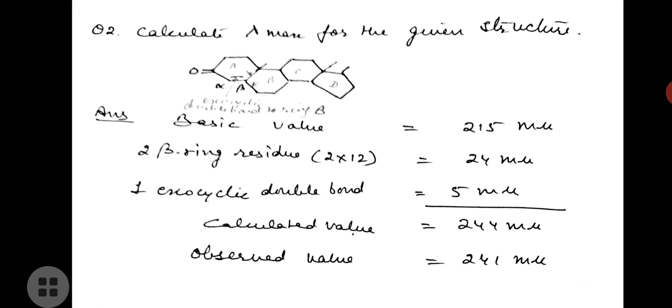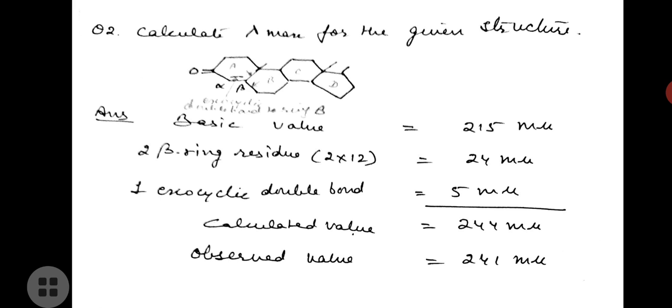Now see the next example. Calculate lambda max for the given structure. So here again the basic value of alpha beta unsaturated ketone is 215 millimicron. Now see, I have written the positions also, alpha and beta positions. So again you can see at beta position two ring residues, I have marked them by arrows.